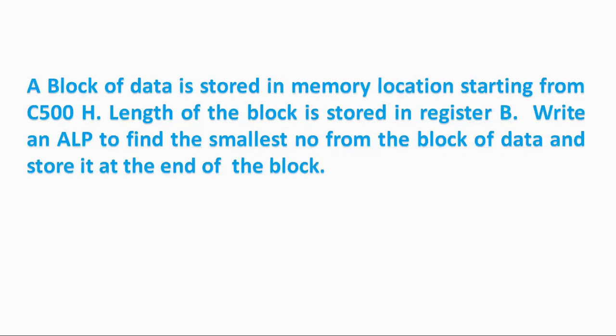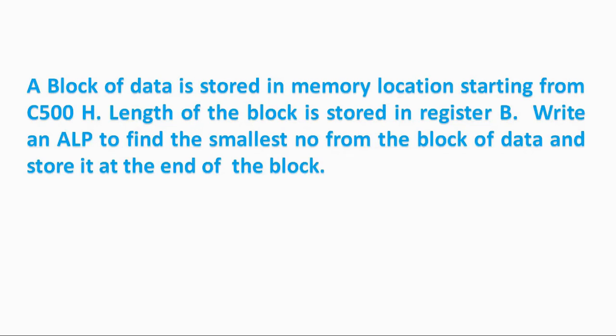See, a block of data is stored in a memory location starting from C500H. They have given the starting address of the memory location, that is C500H. The length of the block is stored in register B. And write an assembly language program to find the smallest number from the block of data and store it at the end of the block.